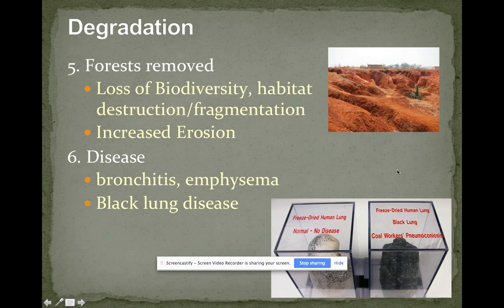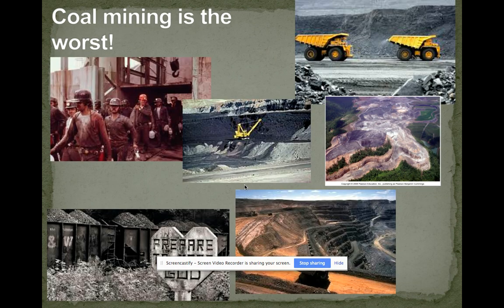Other things, we're removing forests. We're also destroying habitat and fragmenting habitats by building roads into these areas. We're increasing the erosion because we're getting rid of the forest ecosystem. And then we've talked about diseases like black lung, but you can also get bronchitis, emphysema, and asthma will become worse, any kind of lung disease. Specifically, coal mining is the worst because black lung is such a bad situation.